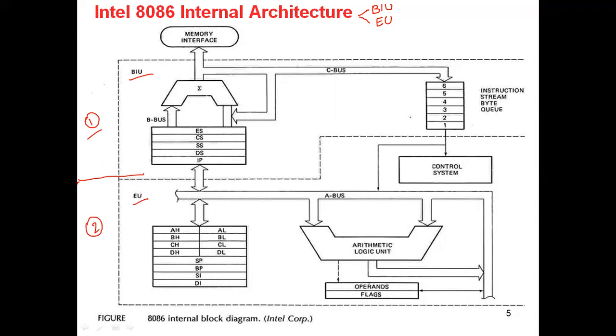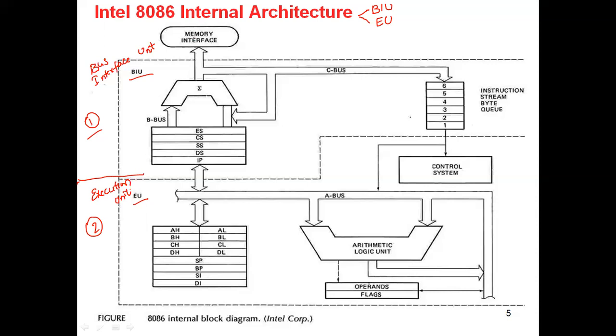So when it comes to the architecture, what do you mean by bus interface unit and what do you mean by execution unit? Let me write here: BIU stands for bus interface unit and EU stands for execution unit. Fine. So these are the 2 phases in which you will have the things.